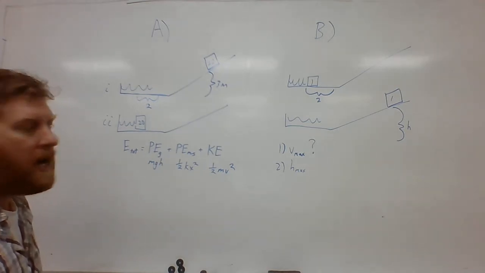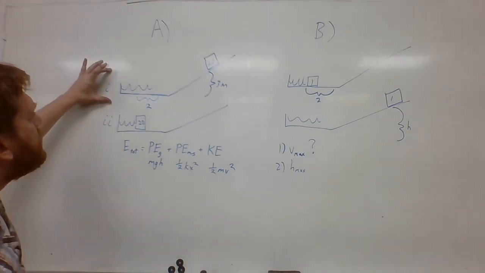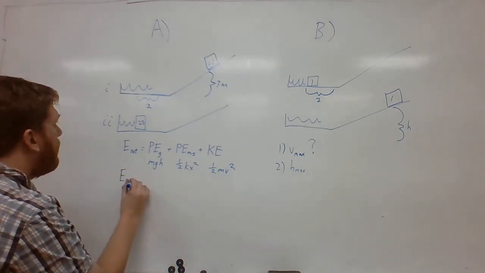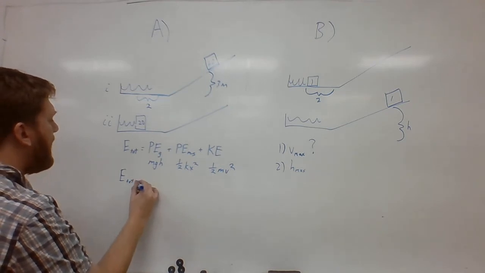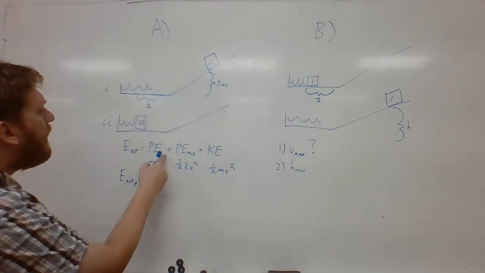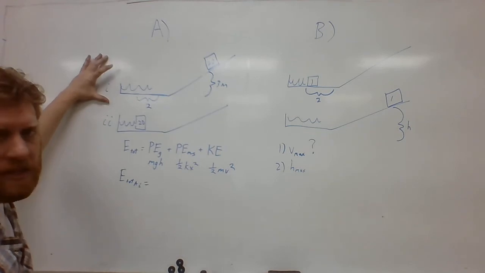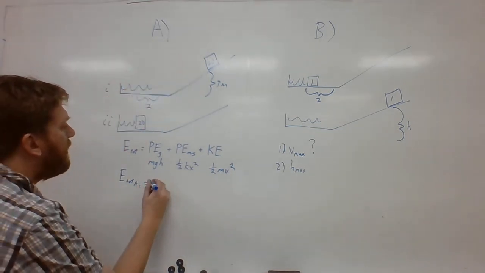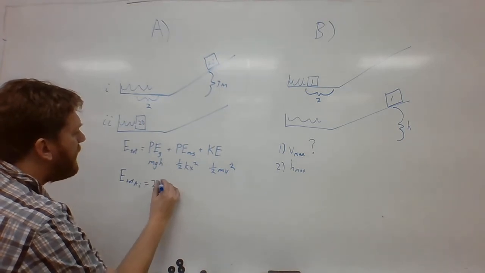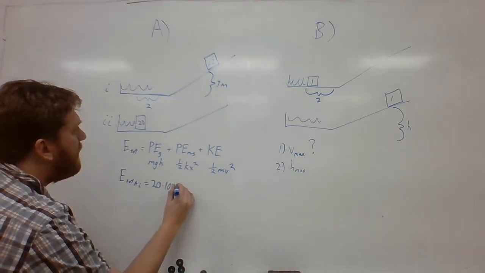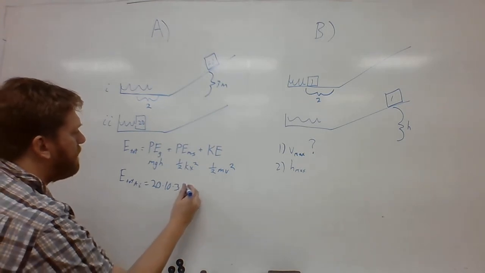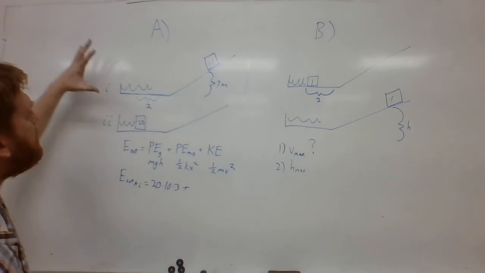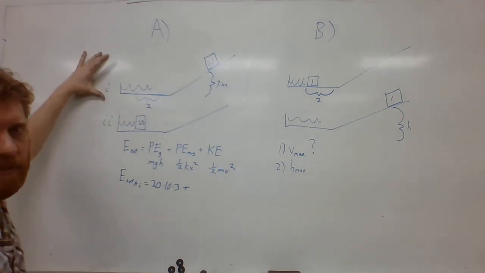We want to find out the total energy of the system, and let's look at the top situation here to determine that. The total energy for I right here, we'll call this AI, equals, is there gravitational potential energy with this system? And yes, there is, because there's some height associated with the mass. So the gravitational potential energy is 20, the mass, times 10, which is gravity, times our height, which is 3 meters.